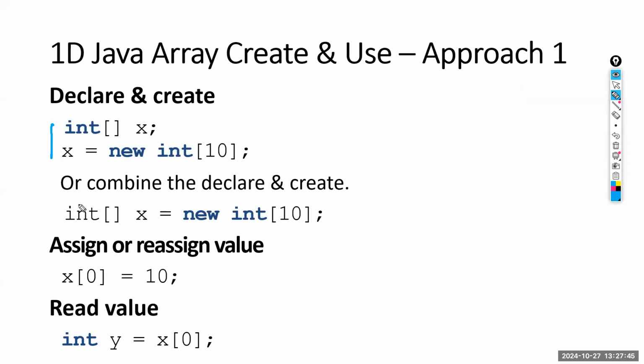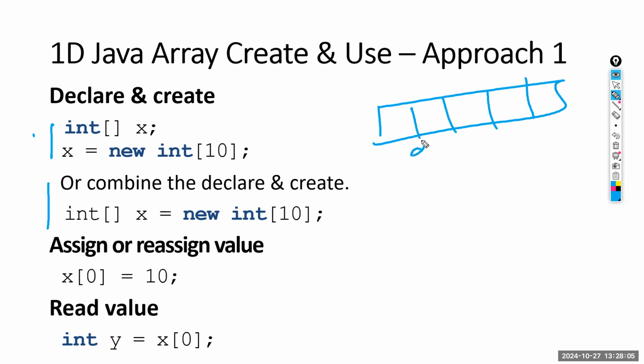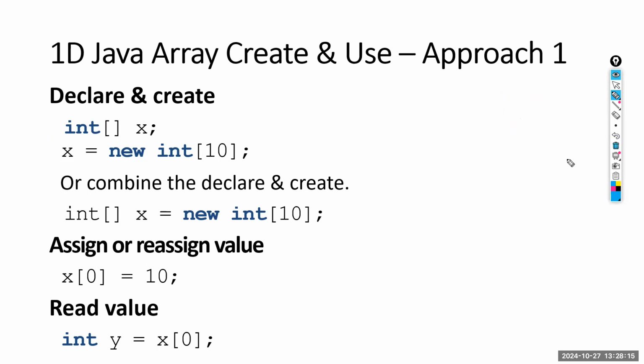Or you can combine these two lines and say int x equals new int, or float or double, whatever. Once you create your array, either this way or that way, you can assign values to individual elements. We call them individual elements: zeroth element, first element, second element, and so on. And of course, you can read the value into another variable, print it, and so on. Those are the things we do with arrays. So it's a single-dimension array.